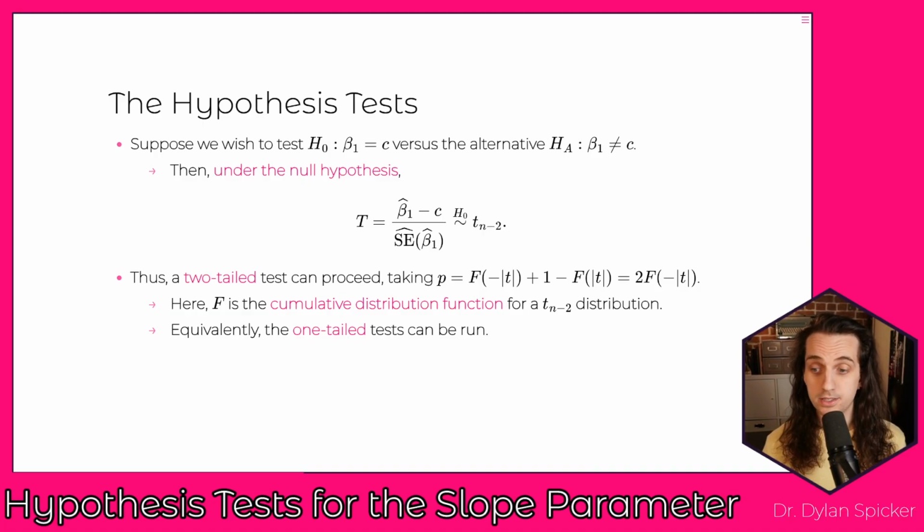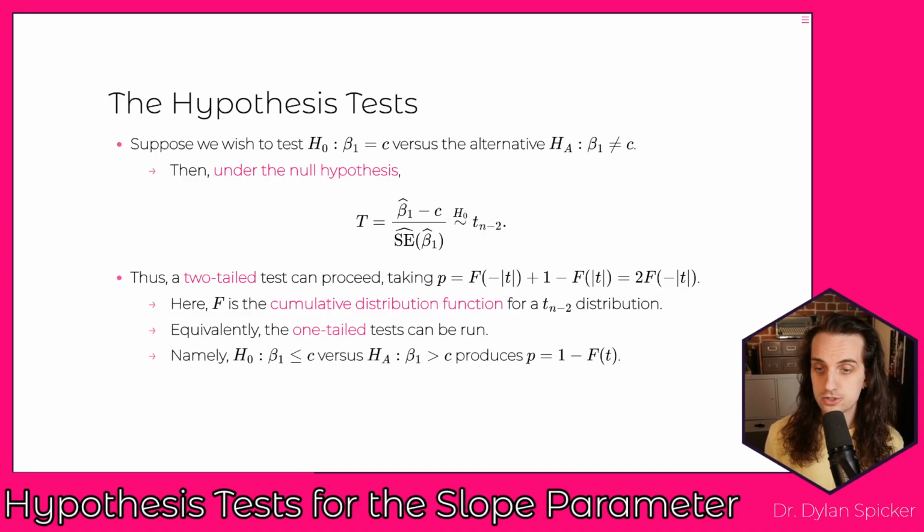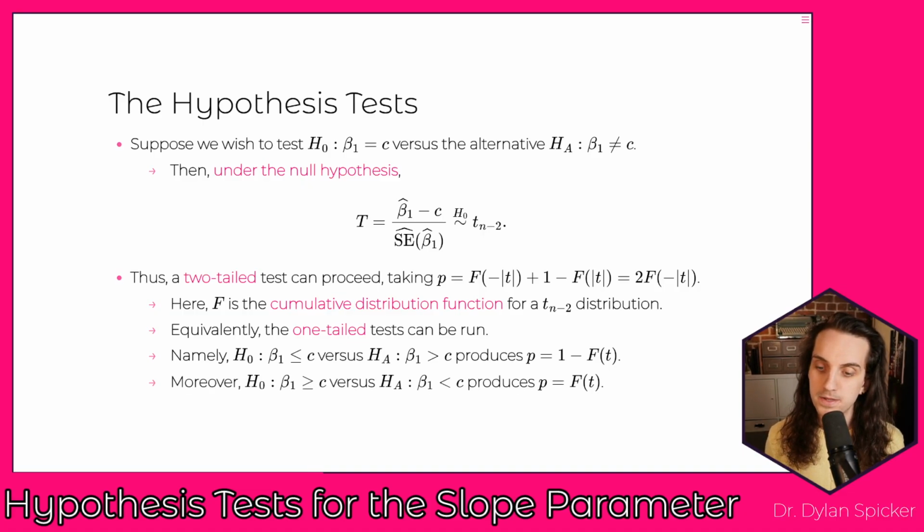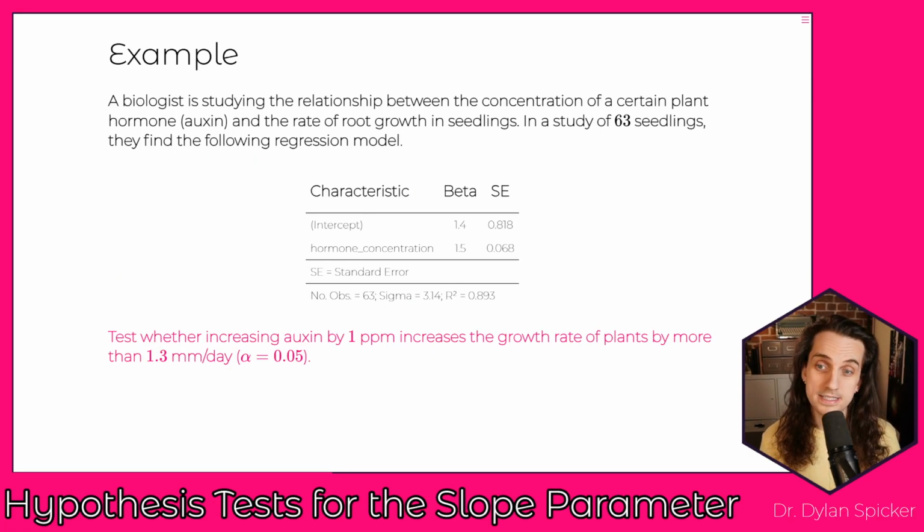We can also equivalently run one-tail tests where we just have to change our way of computing the p-value. If we have the null hypothesis that beta 1 is less than or equal to some constant versus the alternative that it's greater, we simply want the upper tail p-value. Alternatively, if we want beta 1 greater than or equal to c versus the alternative that it's less than some constant, that's going to be equal to just our lower tail p-value. So we can take all of the standard results from t-tests and apply them to testing for the slope parameter here. We can take a look at an example.